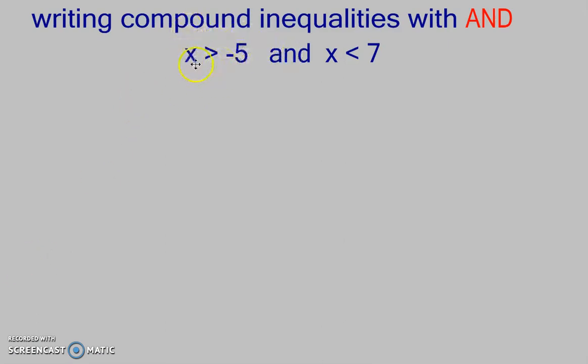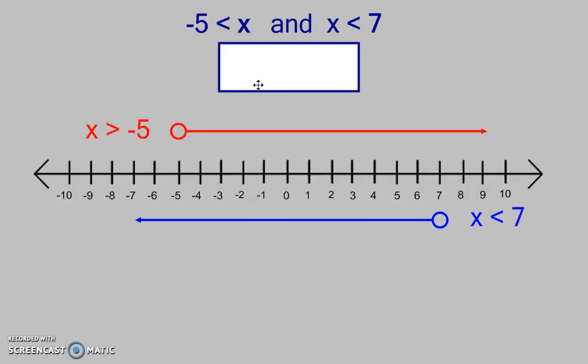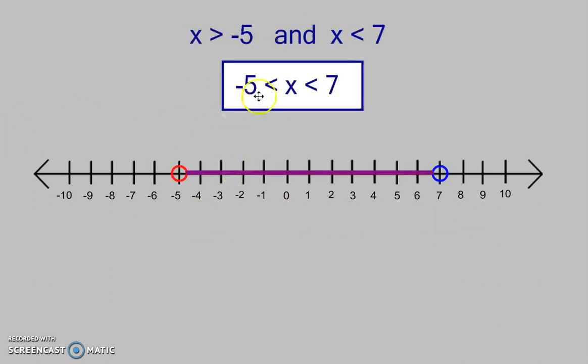So if we have compound inequalities, that's two inequalities considered at the same time. So here we have x is greater than -5 and x is less than 7. Both of these things have to happen together. Okay, x is greater than -5, open circle, goes to the right. x is less than 7, open circle, goes to the left. Looks like this. I join those two lines together, and it stops at the circle of each. Okay, and then I can write that with the x in the middle like so.